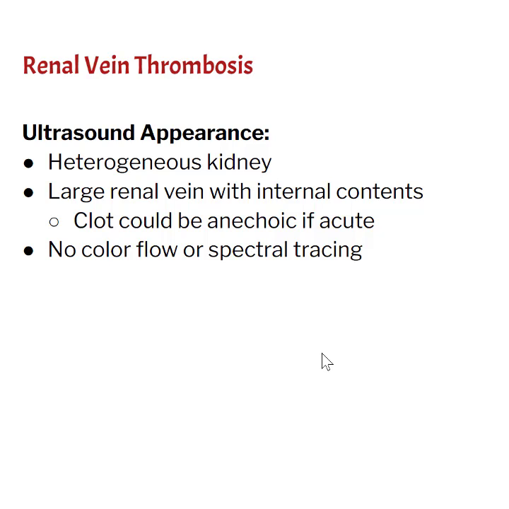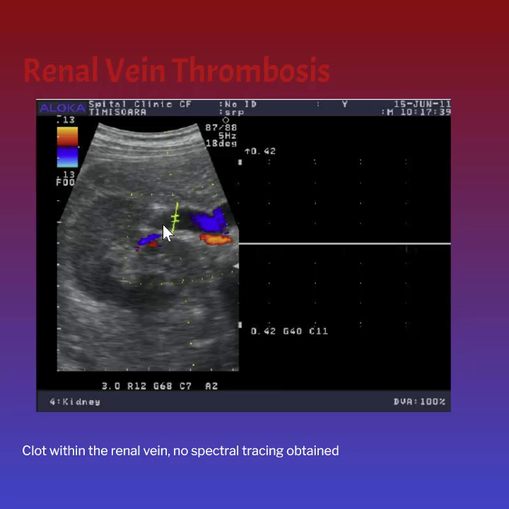Those are typically anechoic. You'll want to use color and spectral tracings to prove that there is no blood flow within the renal vein. In this image here, we can see an example of renal vein thrombosis. We have the kidney in transverse. We can see the vessels crossing the hilum. We have the renal artery here, but at that proximal portion of the vessel, there is no blood flow, and they are using a spectral tracing to show that there is no flow in this area.